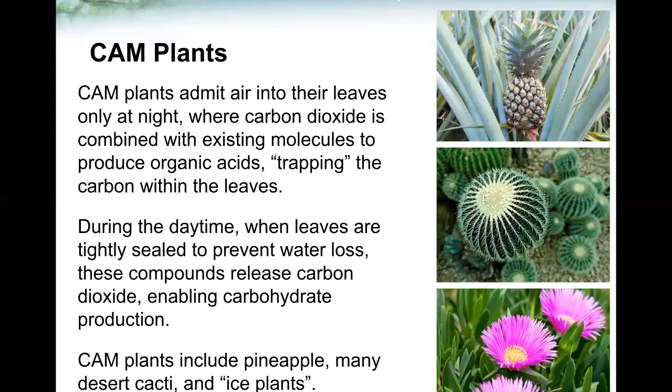During the daytime, when leaves are tightly sealed to prevent water loss, these compounds release carbon dioxide, enabling carbohydrate production. CAM plants include pineapple, mini desert cacti, and ice plants.